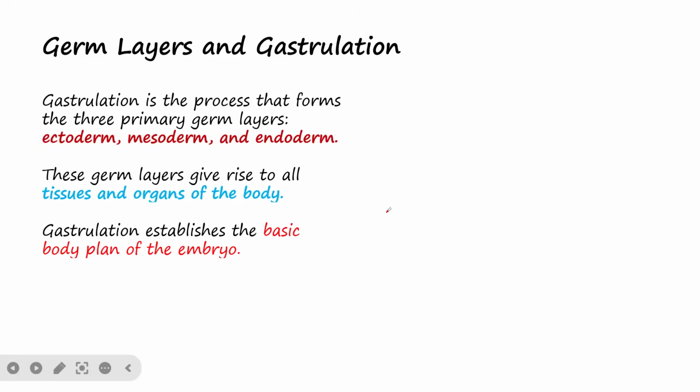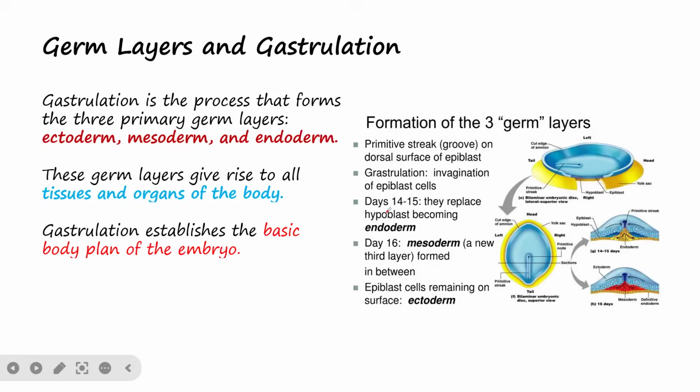So these are the germ layers, and as you can see, they can give rise to all tissues and organs of our body. It is from them that organs like kidney, brain, blood, and so many other organs and tissues are generated in our body. So gastrulation establishes the basic body plan, laying the foundation for the development of the embryo.